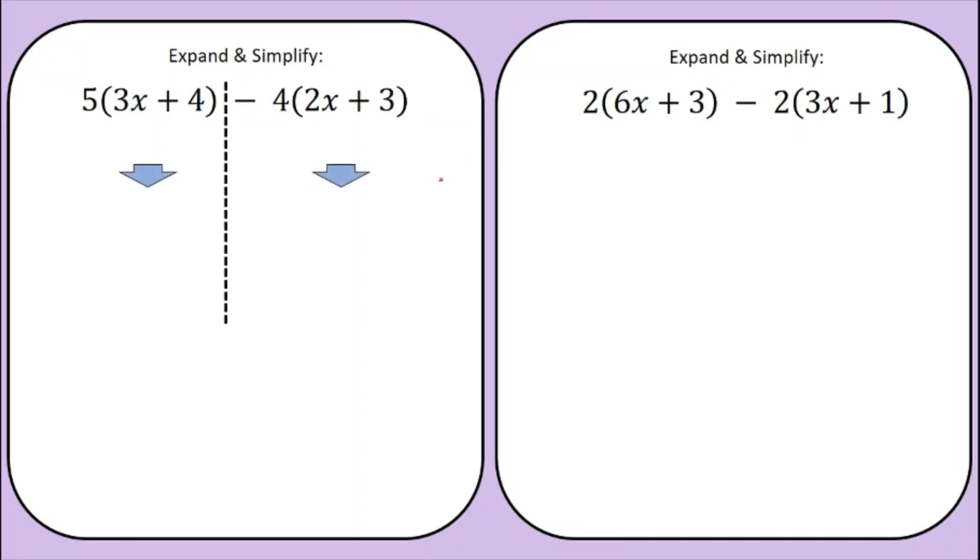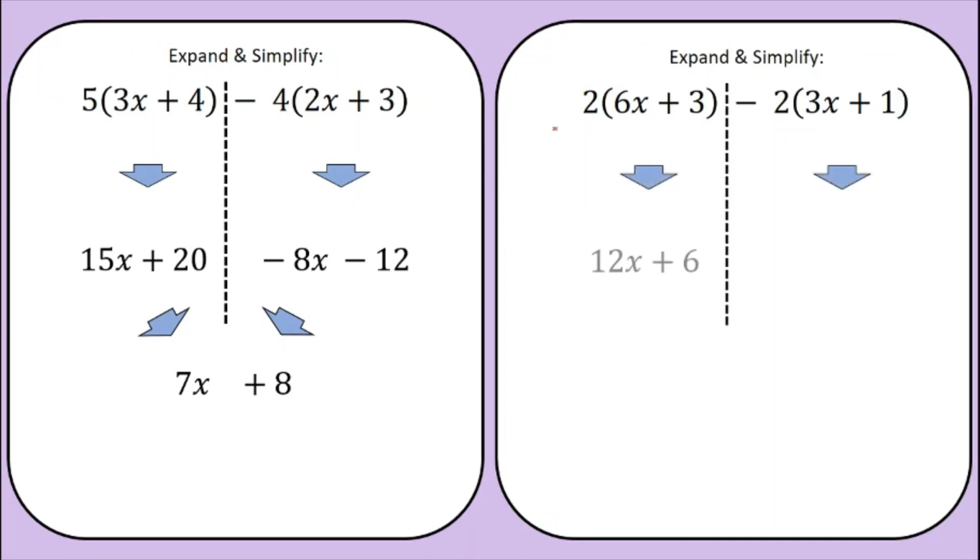Separate it out by a line. Expand it out very carefully. This side's not so bad. This side's got a negative. Here I'm going to have negative 4 times 2x, negative 8x. Negative 4 times 3 is negative 12. Then we just combine as normal. 7x plus 8. Have a go at the right hand side and be really careful of the negatives. Unpause it for the answer.